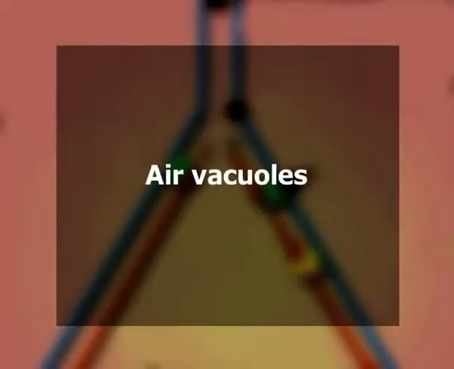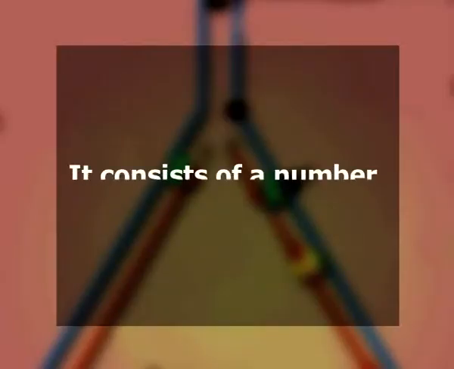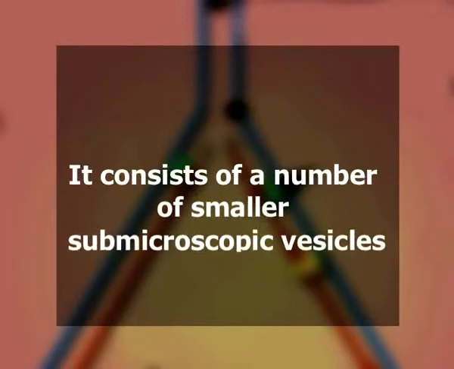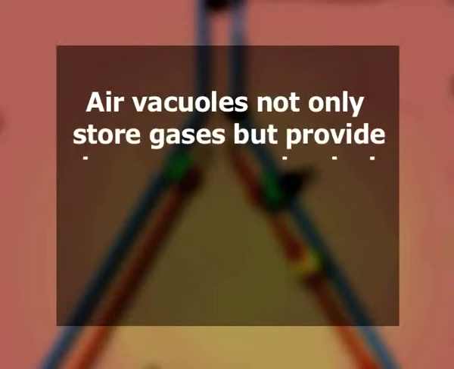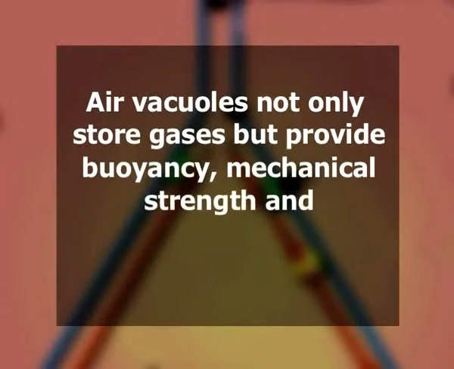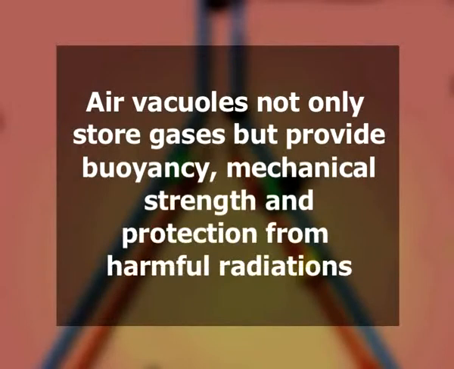Number 4 is air vacuoles, also called pseudovacuoles or gas vacuoles, and have been reported only in prokaryotes. An air vacuole is not a single entity, neither is it surrounded by a common membrane. It consists of a number of smaller submicroscopic vesicles. Each vesicle is surrounded by a protein membrane and encloses metabolic gases. Air vacuoles not only store gases but provide buoyancy, mechanical strength and protection from harmful radiations.